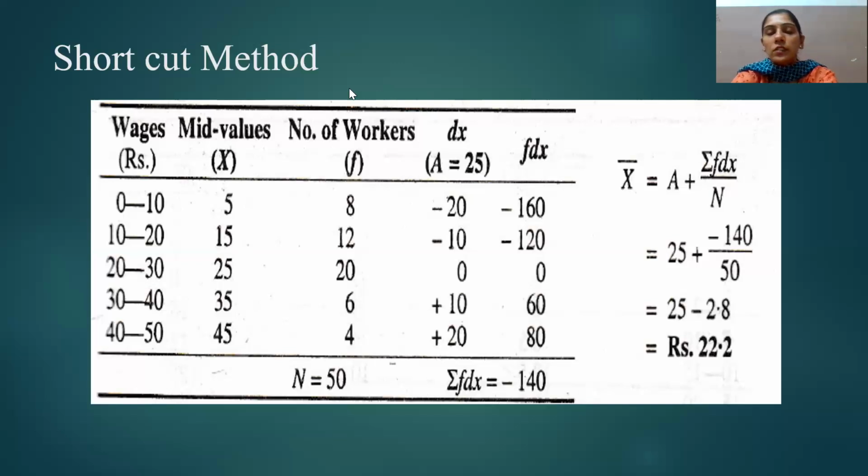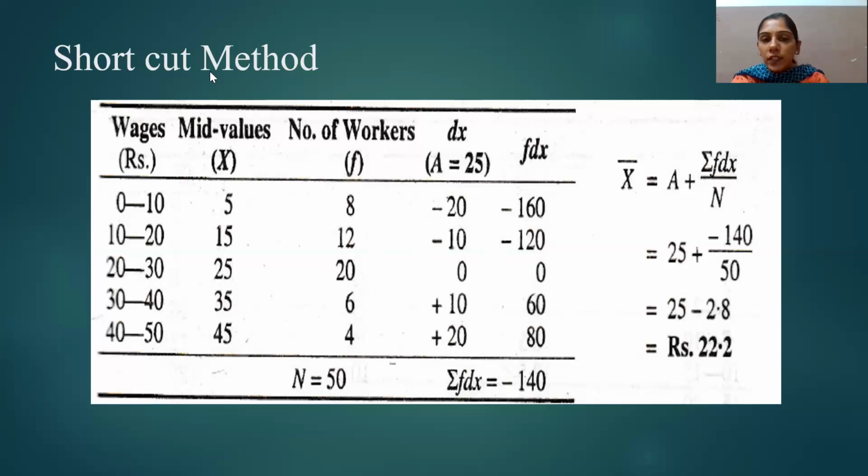On the basis of dx, we have to calculate the value of f dx. We basically multiply f into dx. So 8 multiplied by minus 20 is minus 160. 12 multiplied by minus 10 is minus 120. 20 multiplied by 0 is 0. 6 multiplied by 10 is 60. 4 multiplied by 20 is 80. This is how we get the value of f dx.